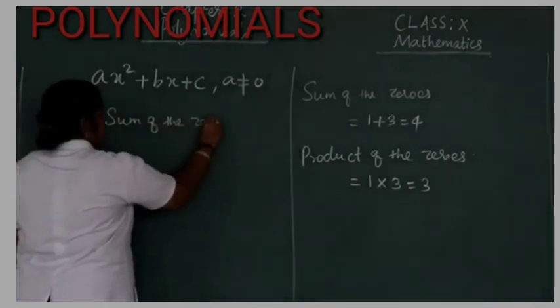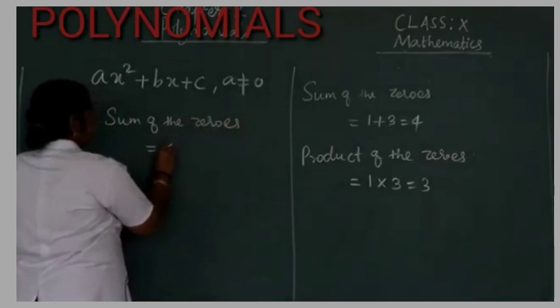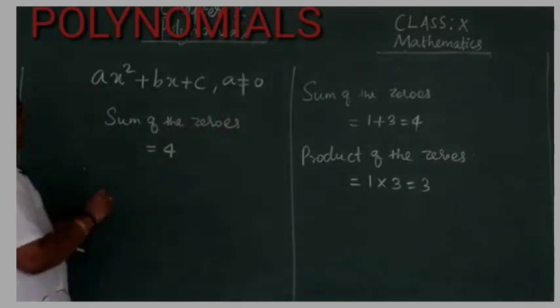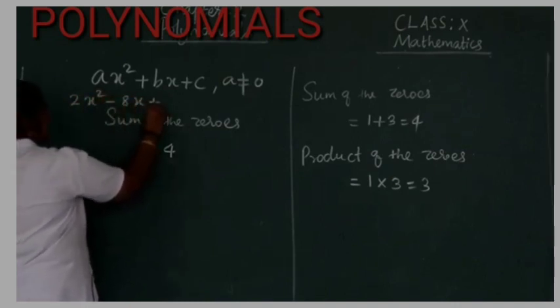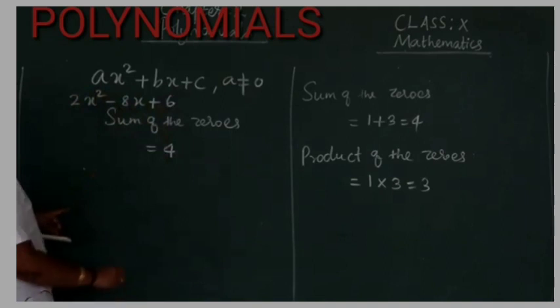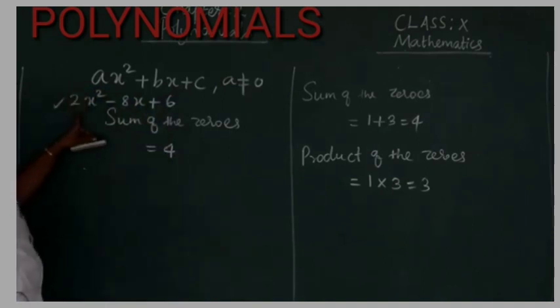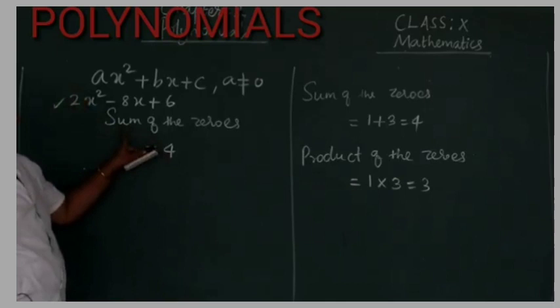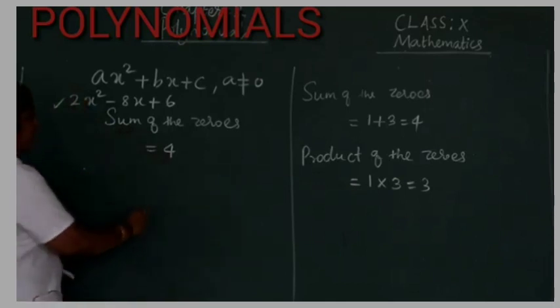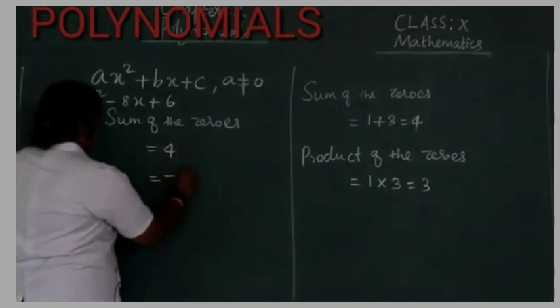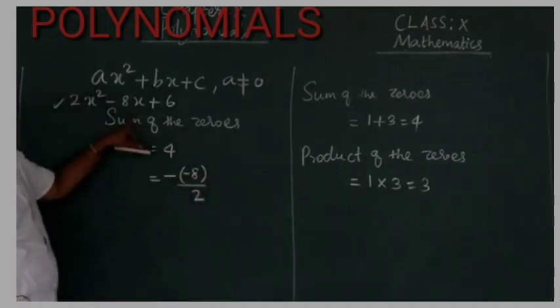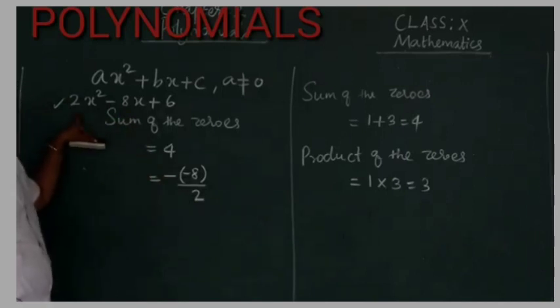Now what we are doing, here we got the sum of the zeros. Sum of the zeros is equal to 4. And I took the quadratic polynomial 2x square minus 8x plus 6. This is the example I took here. So in this you see the sum of the roots is equal to 4. Now I am writing this 4 as minus of minus 8 by 2, that is, minus 8 is the coefficient of x and 2 is the coefficient of x square.